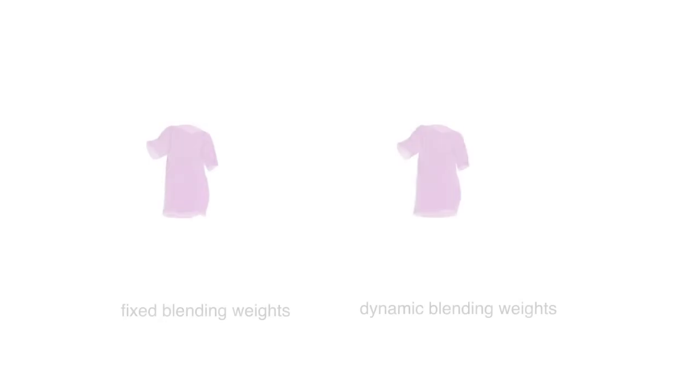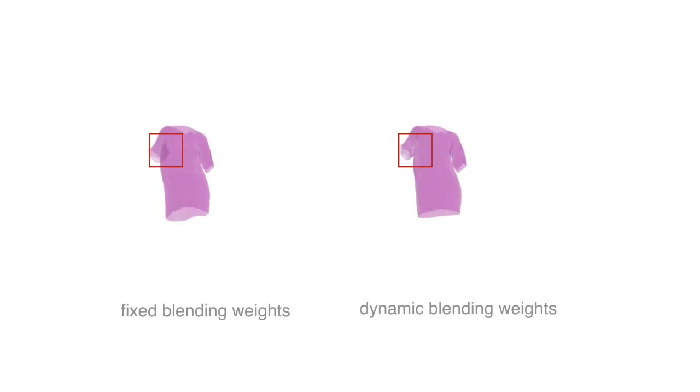Instead of assigning a fixed set of skinning weights to the garment vertices, we predict per frame dynamic linear skinning weights. Dynamic blending weights help to capture more plausible deformations, especially around the unpicked regions.